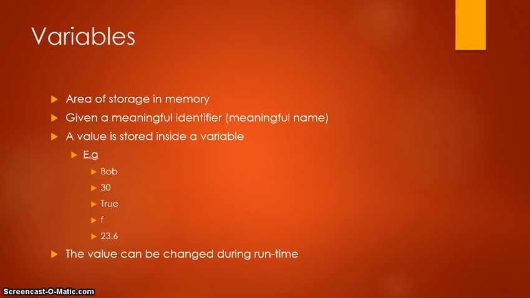When we do programming, we have to store some data. Examples of data: we might be storing Bob, or the number 30, which might be the score that Bob got on the test. You might store true or false, so has submitted work is true or false. It might be a single letter or a decimal number.